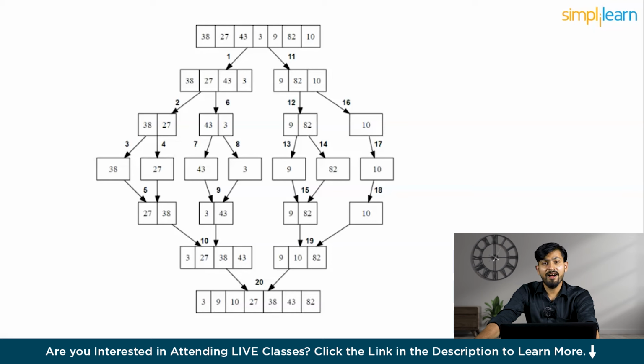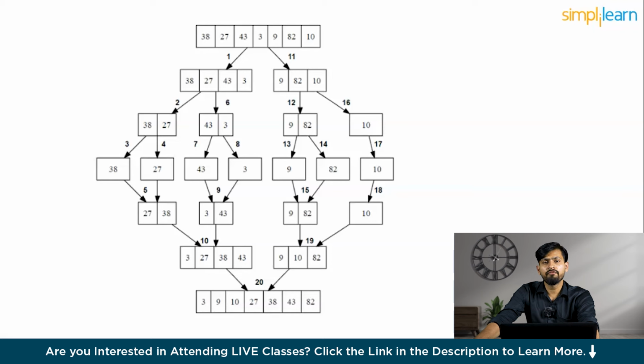Now the merge step with larger subarrays will happen. So we are merging 38 with 27, 43. Now we are comparing 38 with 27, okay, and then 43, which is merging to 27, 38 and 43. Then we are merging 3 and 9 with 10 and 82. Compare 3 and 9 with 10 and 82, merge to 3, 9, 10, 82.